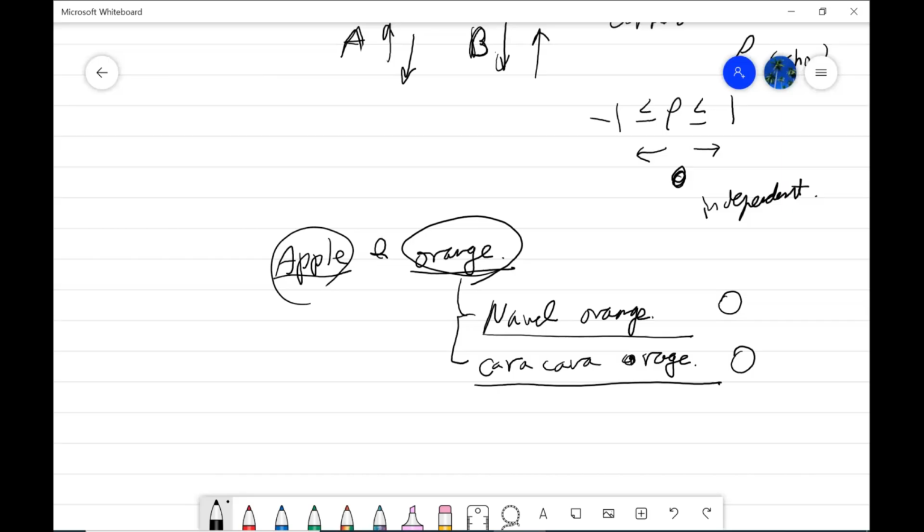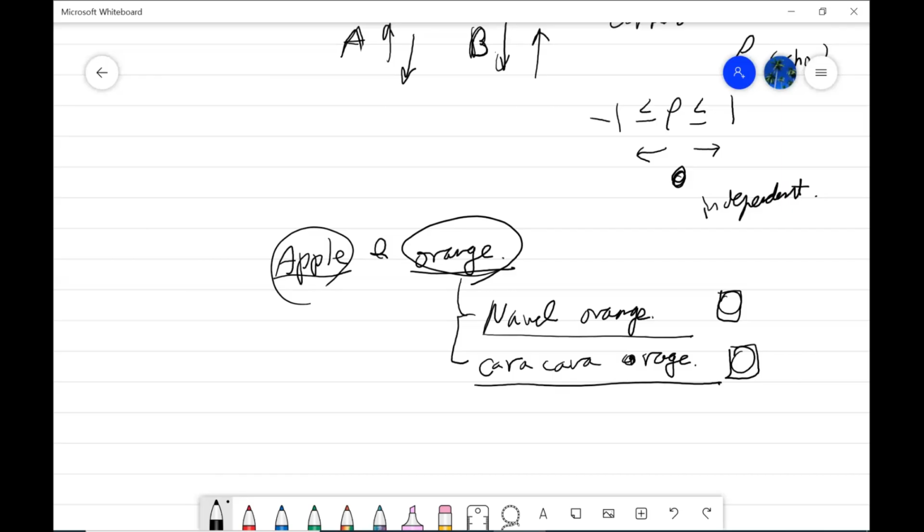Because you know that customers easily switch between the navel and Cara Cara orange, probably you don't have to prepare a lot of safety stock for both the navel and Cara Cara orange. So that's the main idea about product substitution.